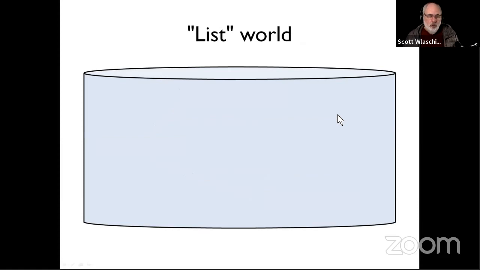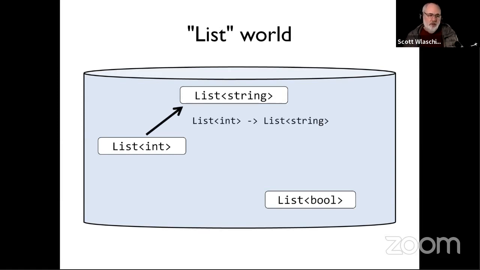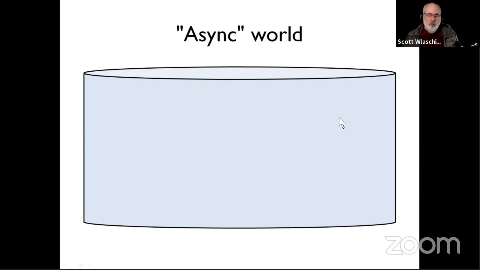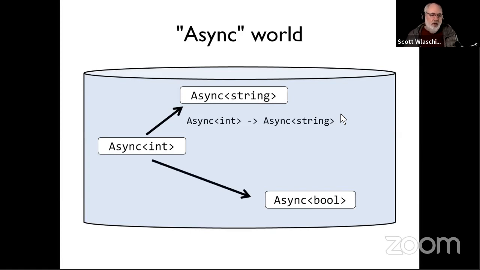Now there's another corresponding list world, right? So in this world, instead of having strings, you have lists of strings. And instead of having ints, you have lists of ints and lists of bools. And all the functions turn lists of ints into lists of strings, or lists of ints into lists of bools. Everything works on lists, right? That's list world. And you could have async world or task world, where everything is tasks or asyncs, and all the functions work with asyncs or tasks, right? So it's the same idea.